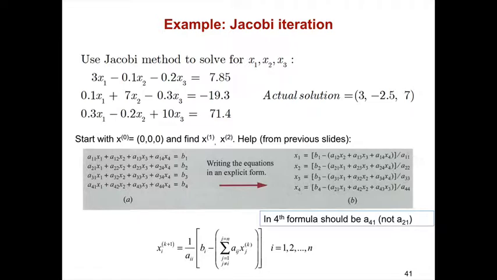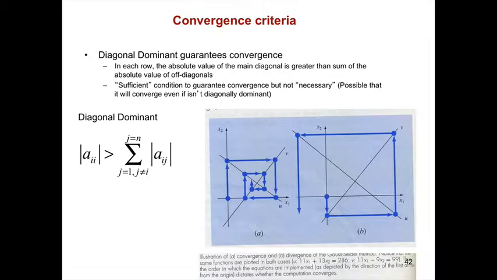Everything is point something. This one was designed to be diagonally dominant. Off diagonal, I have point something, or numbers that are less than 1 in absolute value. And on the diagonal, I have 3, 7, and 10. So 3 is definitely larger than 0.1 plus 0.2. 7 is larger than 0.1 plus 0.3. 10 is larger than 0.3 plus 0.2. So that is sufficient to guarantee convergence of the Jacobi method.